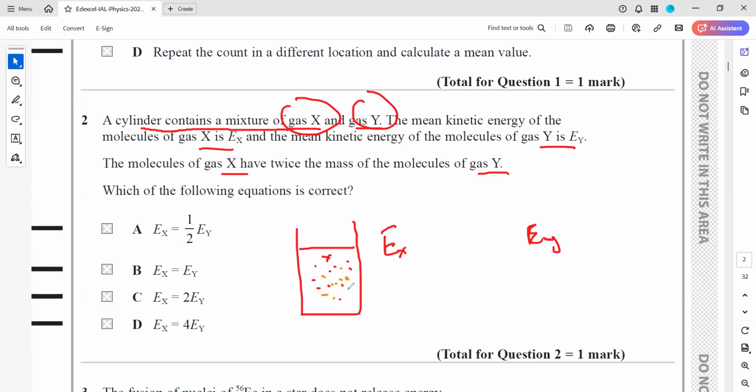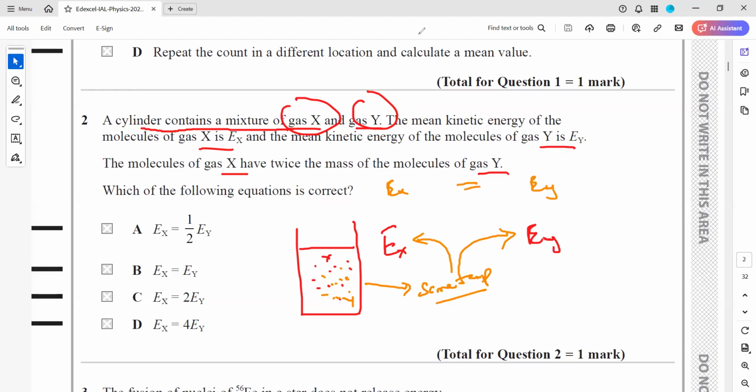When two gases are in the same container, definitely they will have the same temperature, because the temperature of the gas is proportional to the kinetic energy. Higher the temperature, greater the kinetic energy. They did not specify, but it's a mixture of gases, so the mixture should have the same temperature. And the temperature affects the kinetic energy. So if they have the same temperature, they will have the same kinetic energy. So the kinetic energy of X and the kinetic energy of Y should be the same.